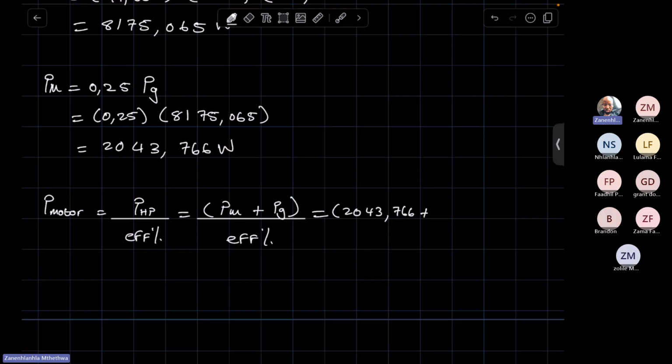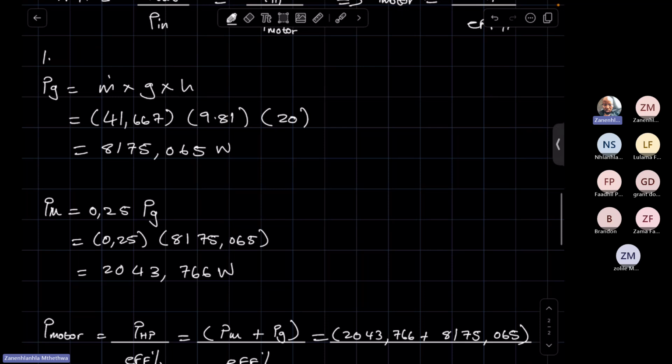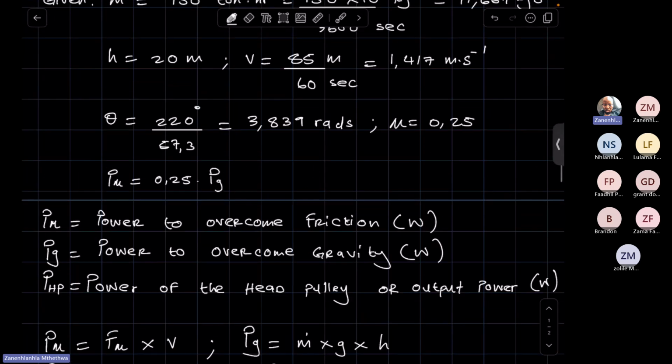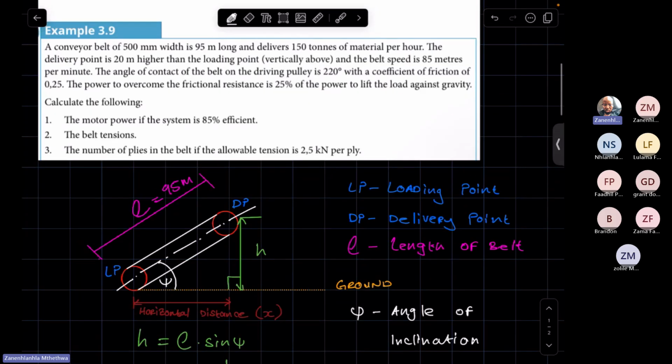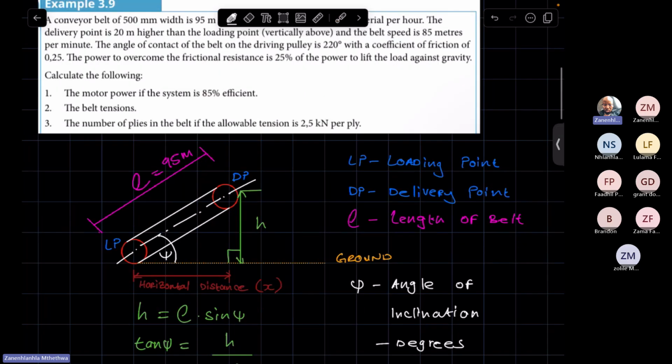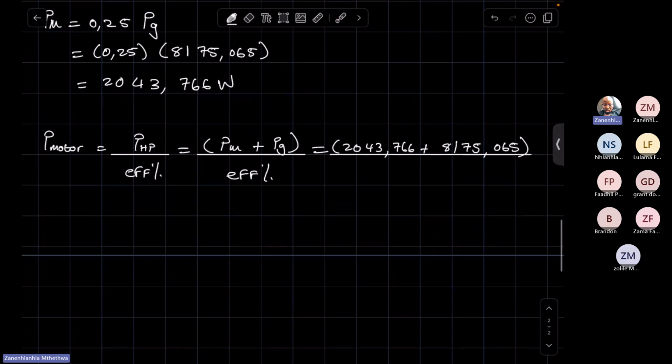Power to overcome gravity is 8175.065. So all of this divided by the efficiency. Did they give us the efficiency? Oh yes, it's 85%. So they also gave us the efficiency, it's 85%, which is the same as 0.85.